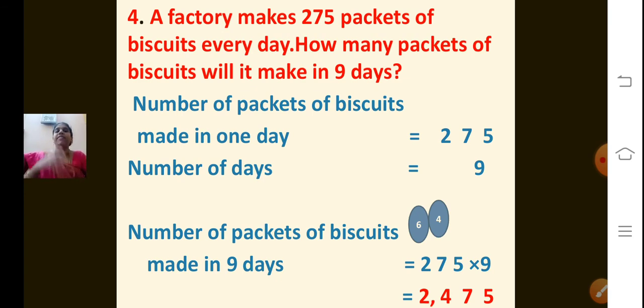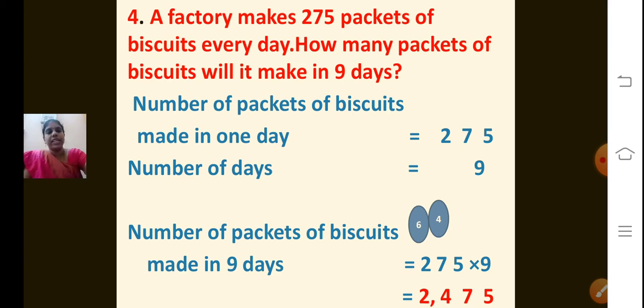In that case, if they give for one day and ask us to find for more days, what do we have to do? We have to multiply. Don't forget, if they are giving 1 and asking for more, we have to multiply. Understood? A factory makes 275 packets of biscuits every day. So in one day, how many packets? 275 packets. How many packets of biscuits will it make in 9 days? For one day we know, and we have to find the answer for 9 days. Shall we find out now?